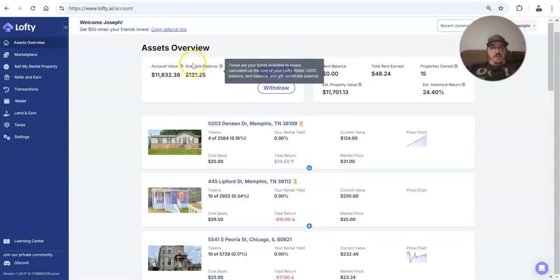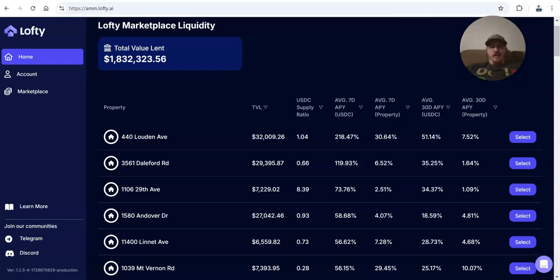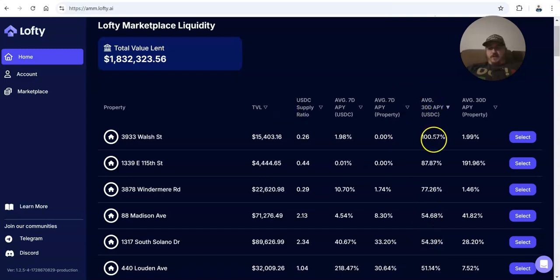And so I decided I'm going to try to use the other side of the liquidity pool where I'm just putting USDC in here directly. And because I want to get the highest return possible, I sorted by this. This is showing your average APY, which is I think annual percentage yield over the last 30 days. And it spit out this property, right? This is the top one, and this is a crazy return.